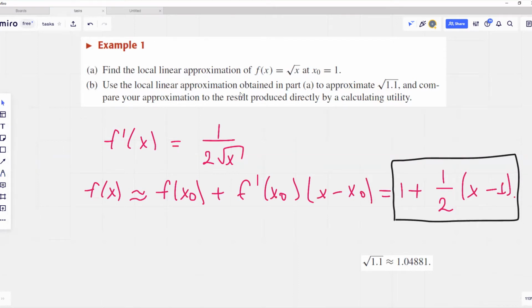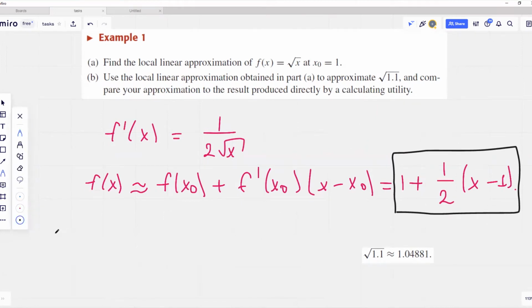Now let's use local linear approximation to approximate the root of 1.1. So then our value of x is equal to 1.1. We are using the tangent line approximation near point x equal to 1. Substituting 1.1 here, we get the following value: 1 plus 0.05.